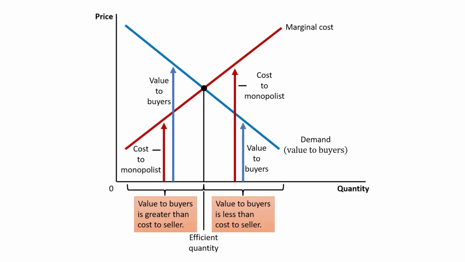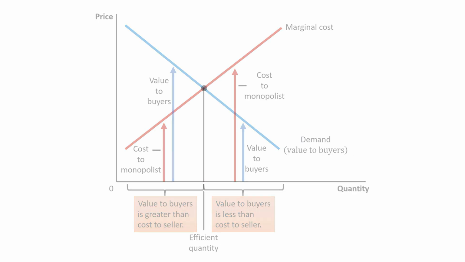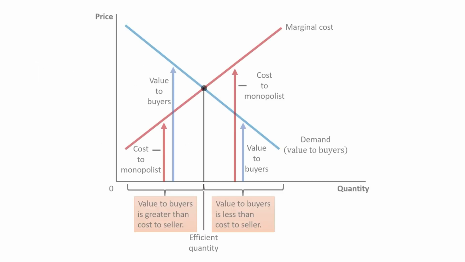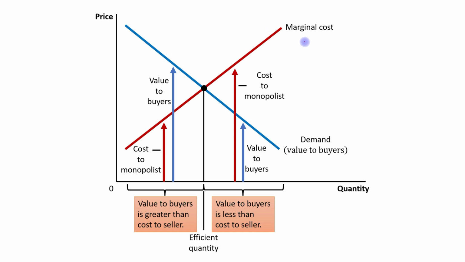तो जो डिमांड कर्व है वो क्या शो करता है? वैल्यू टू बायर्स, मतलब विलिंगनेस टू पे, विलिंगनेस टू पे बाय द कंज्यूमर. The marginal cost curve reflects the cost of the monopolist. और जो मार्जिनल कॉस्ट कर्व होता है वो शो करता है कॉस्ट टू मोनोपोलिस्ट.